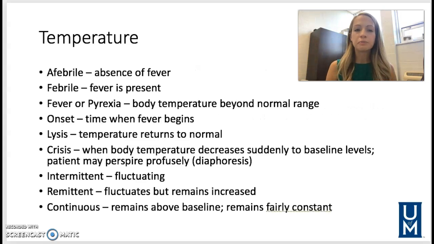Here are some vocabulary words associated to temperature. I want you guys to take your time and read over these. I'm not going to go through them on this lecture, but I do want you to know these, and you may be quizzed over one of these words, so be sure to read through these.